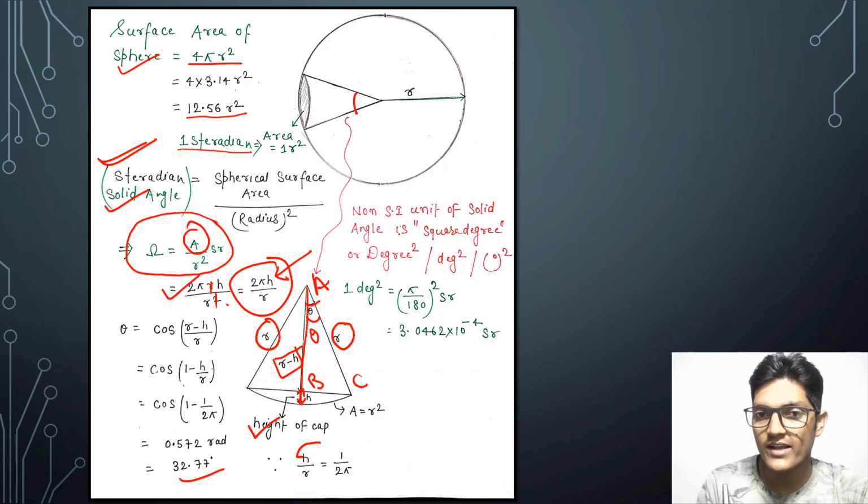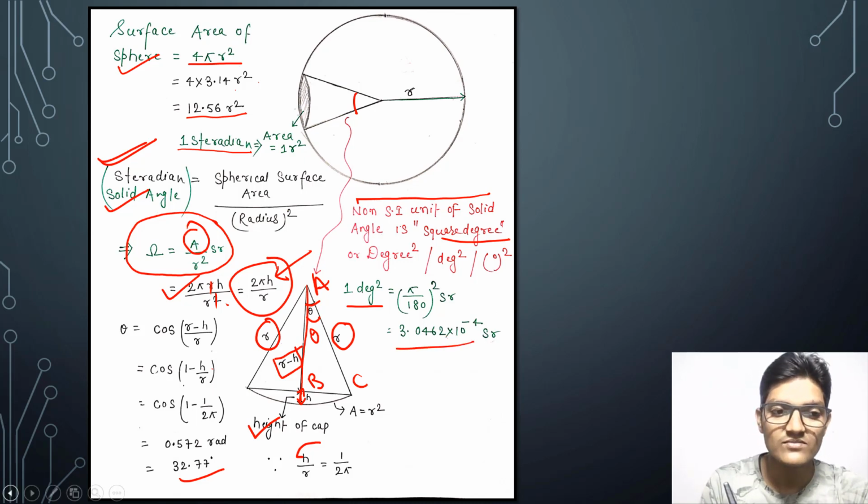Okay, now the non-SI unit of solid angle is a square degree, or we can write it as degree square, like that. So we can represent this non-SI unit of our solid angle. Okay, and you can see 1 degree square is equal to (pi by 180) to the power 2 steradian, and that is equal to 3.0462 into 10 to the power minus 4 steradian.